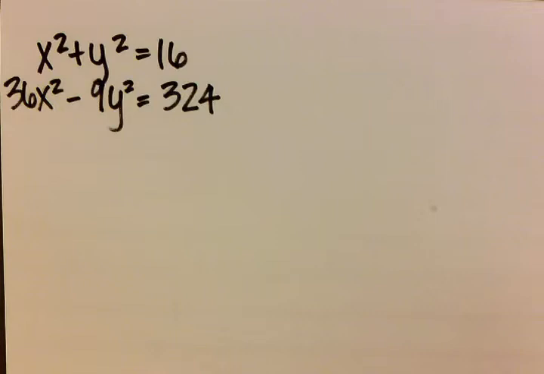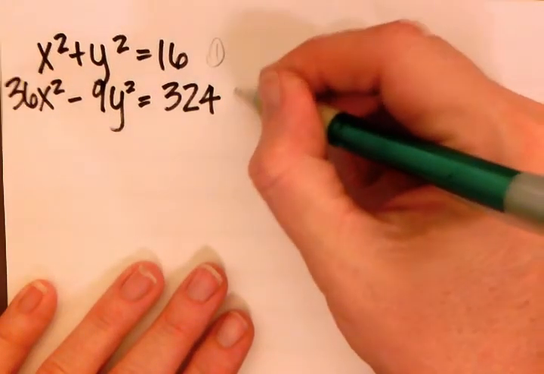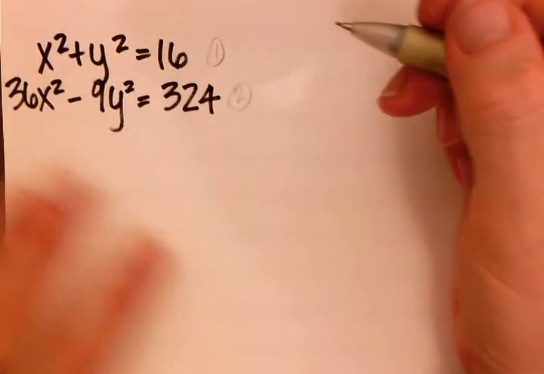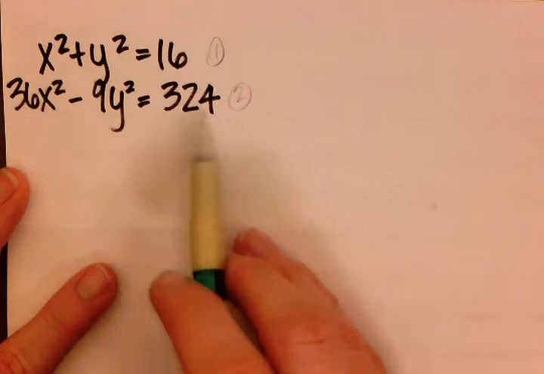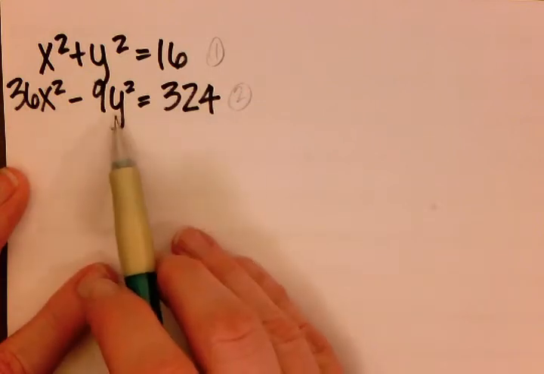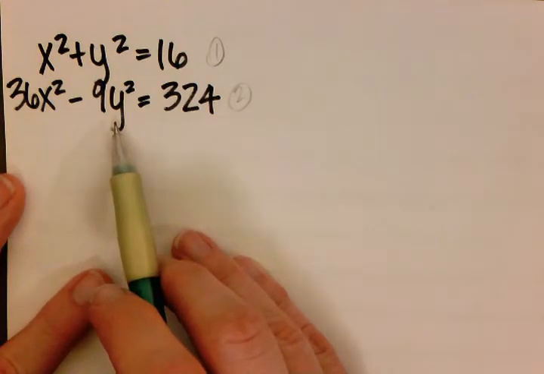We are going to use the elimination or the addition method on these. So the first thing we want to do is number our equations. We have equation number 1 and equation number 2. And because we're using elimination, we want to look here and see that if we multiplied equation 1 by 9, we could add it to equation 2 and we could eliminate our y variable. So let's go ahead and do that.